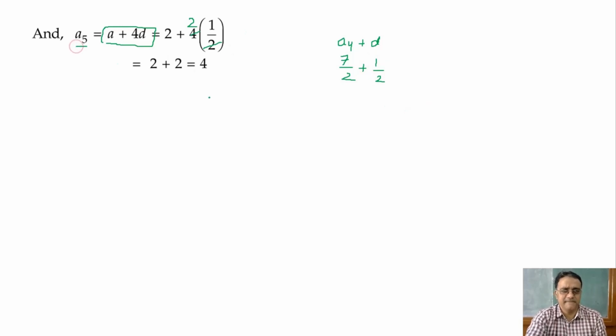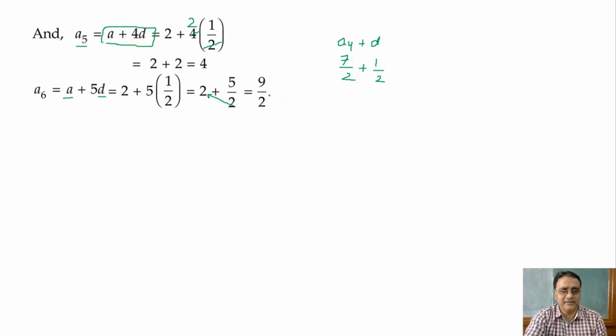Now A6. A6 is, you can write A5 plus D or A plus 5D. Substitute the value of A, that is 2, and D, 1 by 2. So 2 plus 5 by 2, what are you getting? 9 by 2. If you take LCM, you will get 9 by 2. Right. Okay. अगर 4 में हम लोग half add करते तो भी 9 by 2 मिलेगा. That is if you are using A5 plus D.